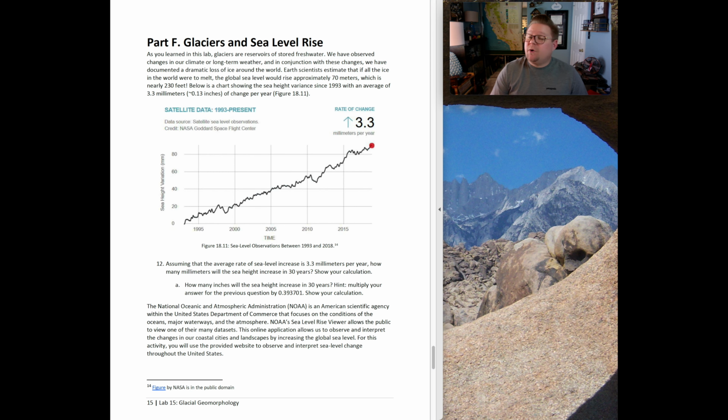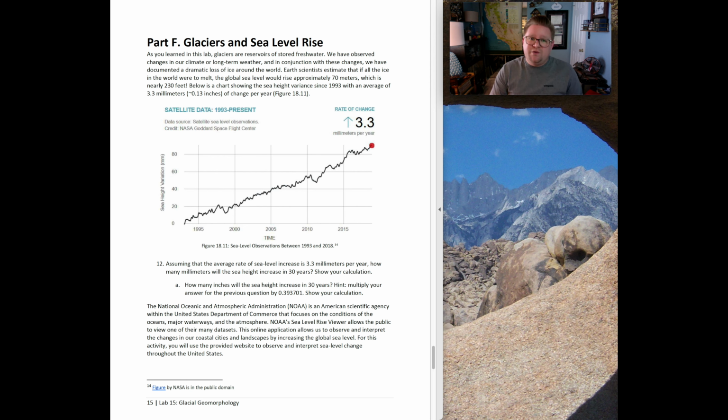Welcome to the final part of this lab, Part F, Glaciers and Sea Level Rise. So as we've learned so far, we have seen features that have been caused by erosion, deposition, lakes. But what about some of the greater elements? We've learned that glaciers are reservoirs of stored fresh water.